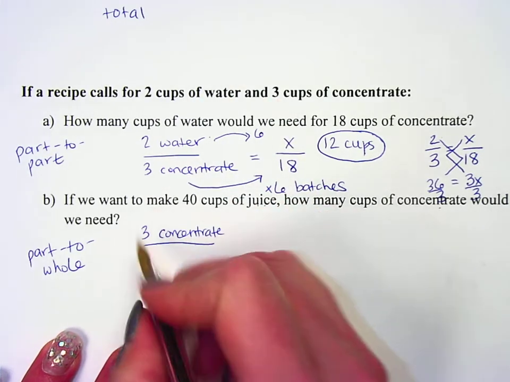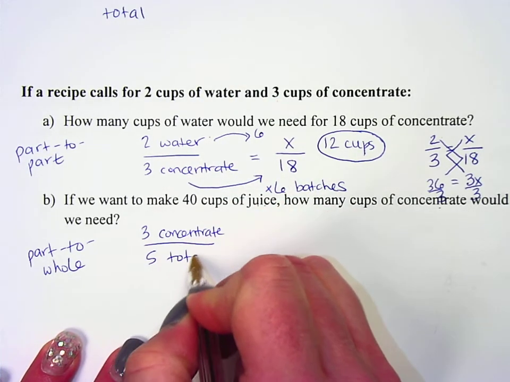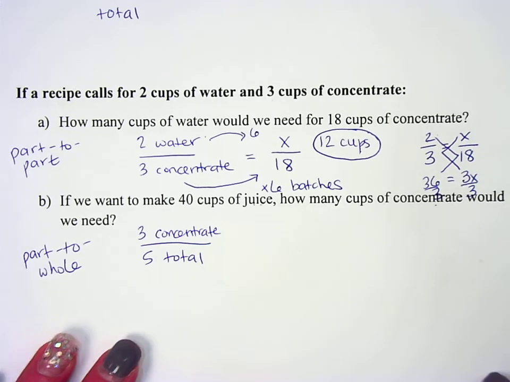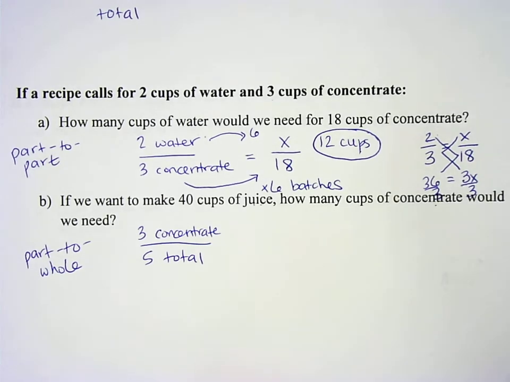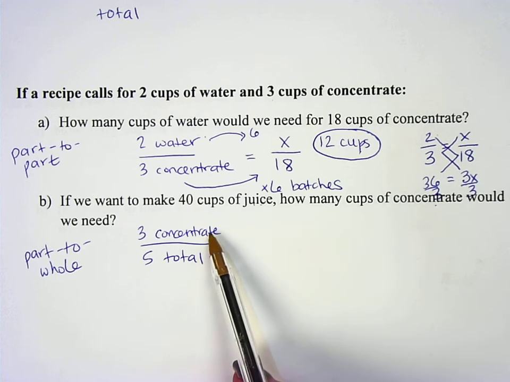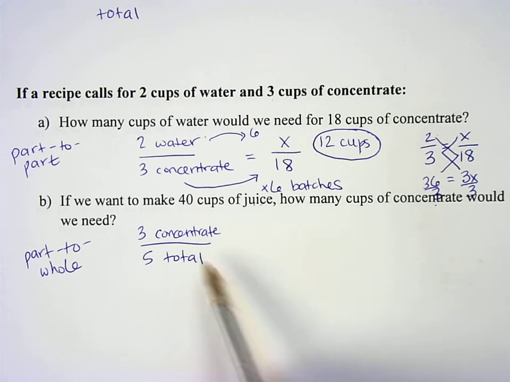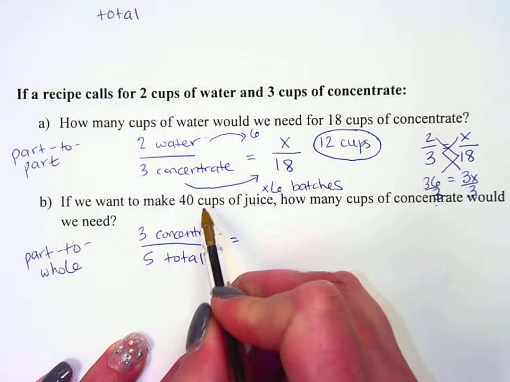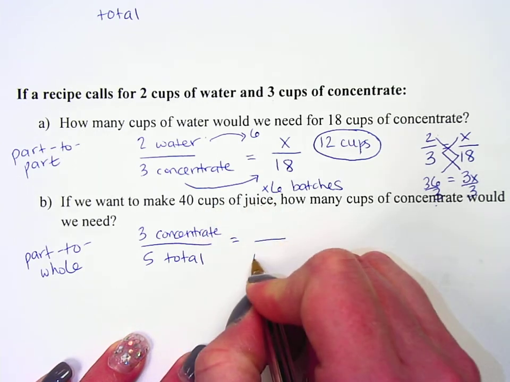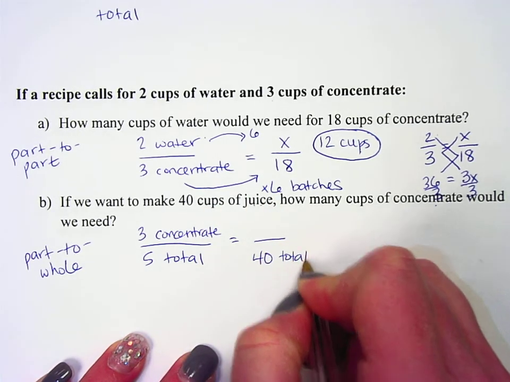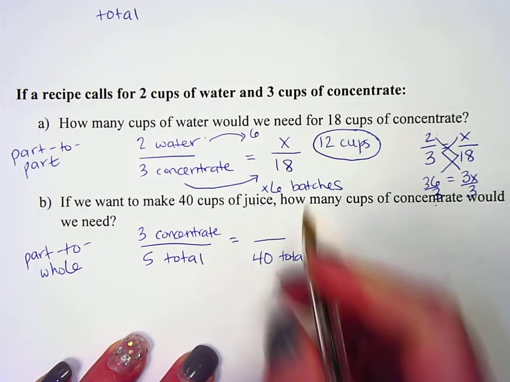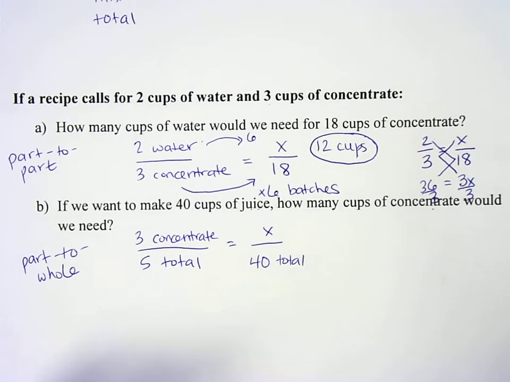3 plus 2 is 5 cups total in my mix. It's very important that you have labels, otherwise we may miss part of it. I wanted the concentrate part to my total. Now, if I want 40 cups of juice, that would be 40 cups total. I'm going from 5 total to 40 total. How many cups of concentrate would I need?